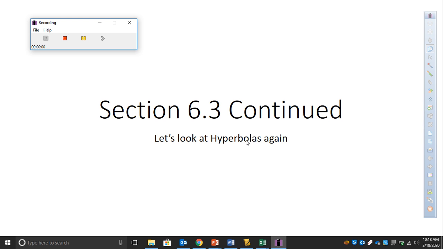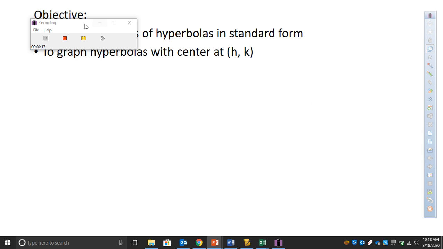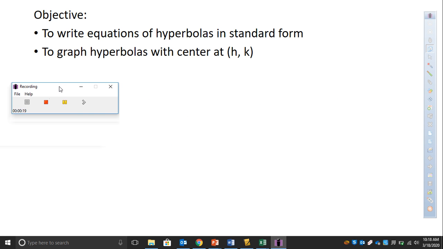Welcome back to Algebra 2 Honors, and specifically Chapter 6 on conic sections. We're going to finish up some hyperbolas today. A lot of the stuff you've gone through from your e-learning lesson on Tuesday, so this should go hopefully pretty smooth. Our objective here is to write equations in standard form and graph hyperbolas with centers at (h, k).